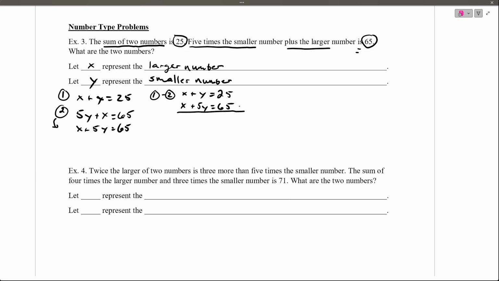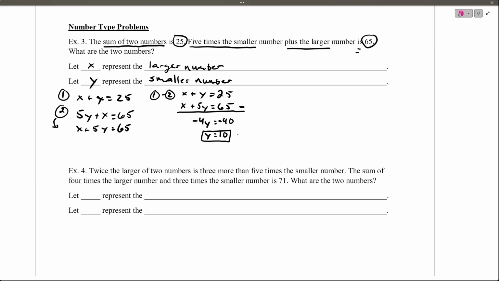Now we are going to subtract these two things. So x minus x, that just goes away. That's 0. 1 minus 5, that gives us negative 4y. Up here we have 25 minus 65. What does that give us? Well, that gives us 40. Yeah, negative 40, sorry. Negative 40. So when we divide both sides by negative 4, we get y is equal to just 10.